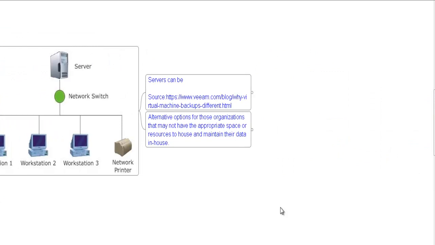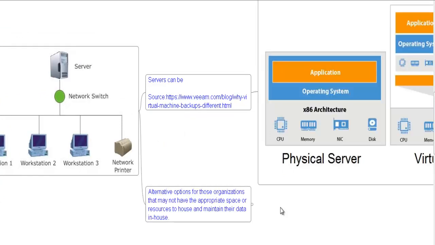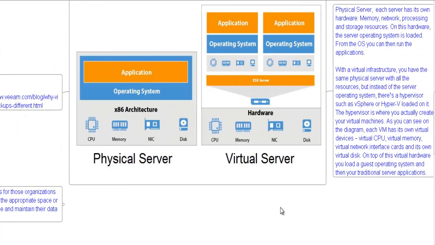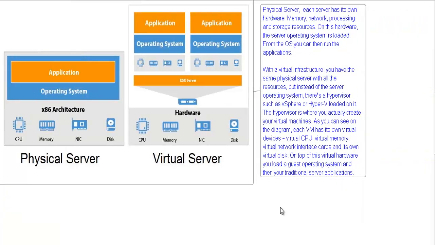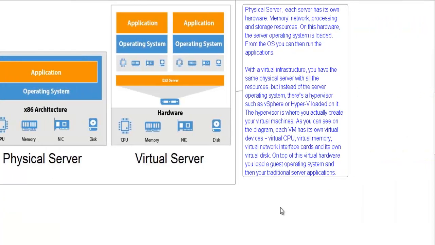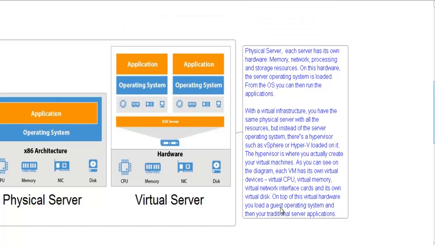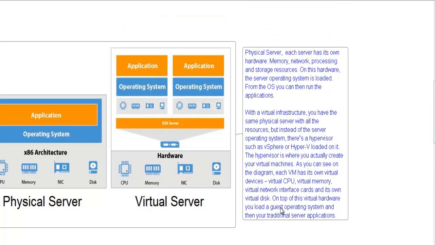A server can be a physical server or a virtual server. This is a physical server, this is a virtual server. Let us try to understand what is the difference. Physical server: each server has its own hardware, memory, network, processing and storage resources. On this hardware, the server operating system is loaded, the OS, and you can then run the applications.